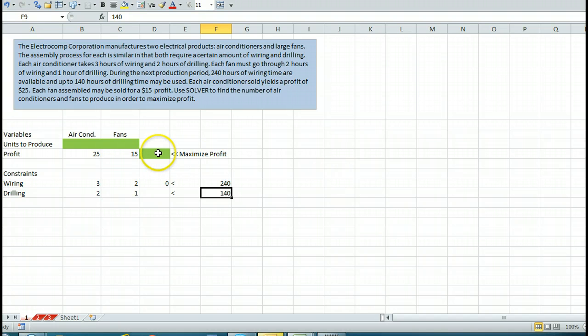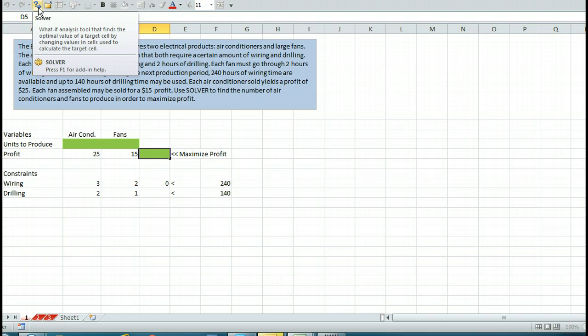Okay? And we've got a formula in here that I already discussed for profit. To get profit, we're going to take the number of units times 25 for air conditioners, and the number of units of fans times the 15 for profit. So we'll have a formula in here. Then once we've got all the formulas in there of how everything ties together, all we'll need to know is how many units we need to produce and what the maximum profit is. So I'm going to just walk you through and show you what Solver looks like.